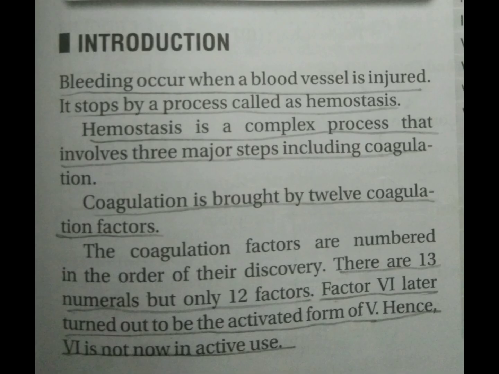Introduction. Bleeding occurs when the blood vessel is injured. It stops by the process called hemostasis. Hemostasis is a complex process that involves three major steps, including coagulation. Coagulation is brought about by 12 coagulation factors.